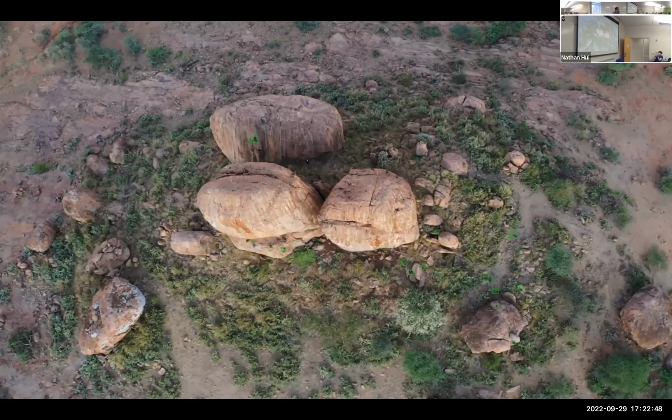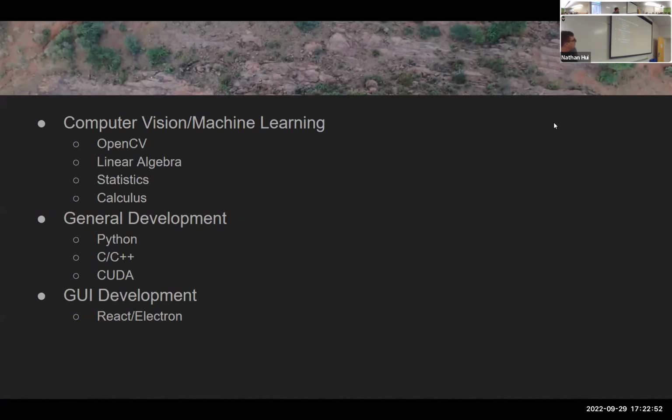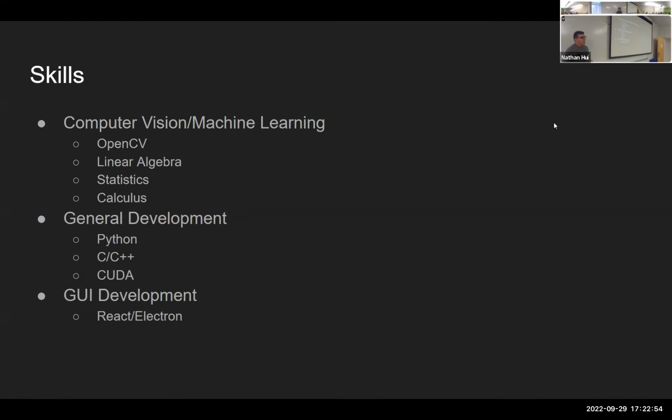So that said, what am I looking for in someone? These are not necessarily required skill sets, more just some recommended skill sets. I'm looking for people who can do computer vision, looking for people who can help us with some general development, and I'm looking for people who can help us with UI.